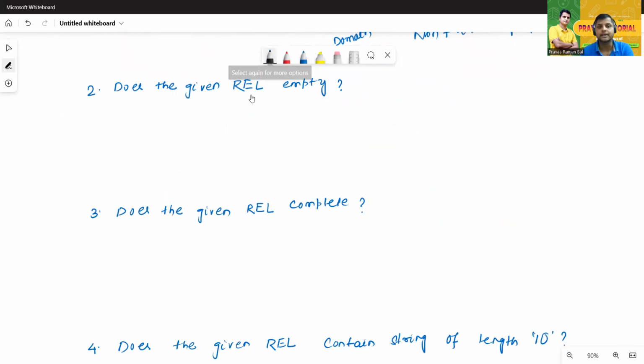Now we'll see the next example. Does the given RL language is empty or not? How to know that? Similarly, we will draw the domain and range set. Domain.